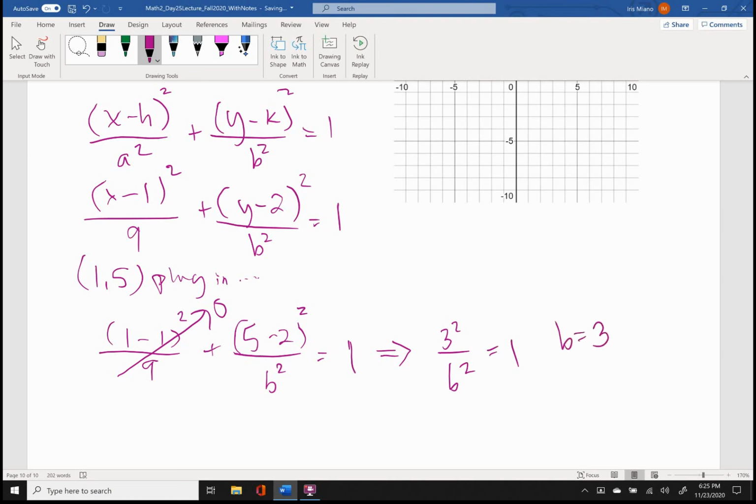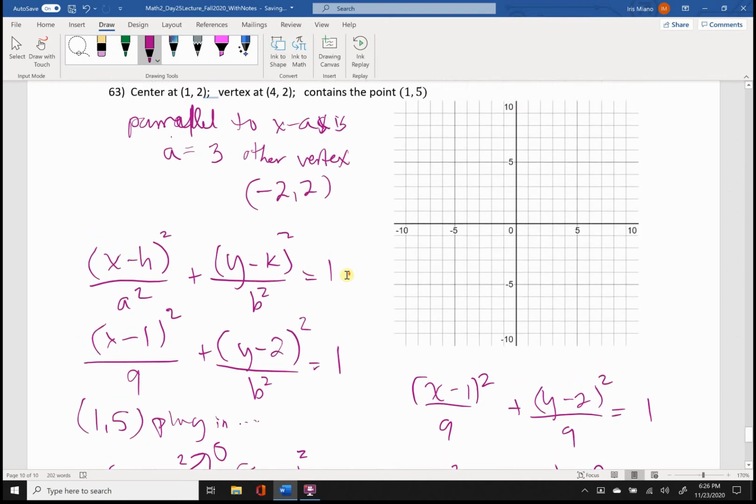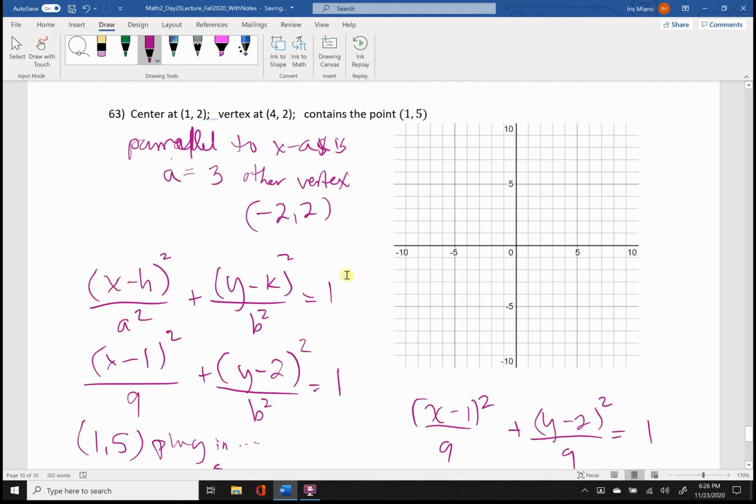Okay, well if b equals 3 and a equals 3, interesting. So now we can write the equation of the ellipse, and it's going to look like this. Oops, it's supposed to be parentheses. Let me erase this little guy right here. Try that one more time. That'll be y minus 2 all over 9 equaling 1. Notice that the a squared and b squared values are the same. Whenever that happens, you're not actually looking at an ellipse, you're looking at a circle.